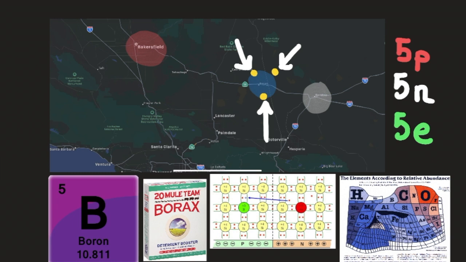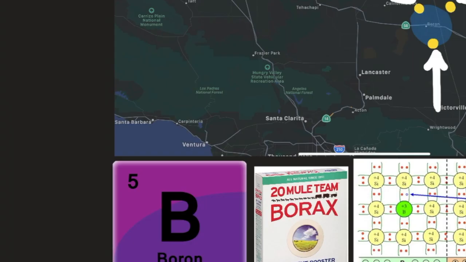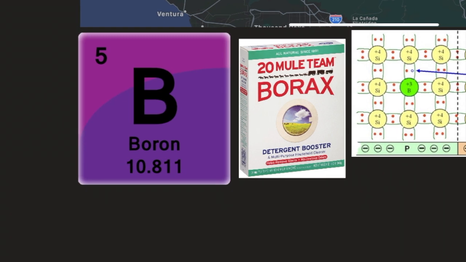Borax was carried by a 20 mule team out from Boron, and that's why we have this box in this image labeled 20 Mule Team Borax, All Natural Since 1891, because that's the location in California where it was carried away from.